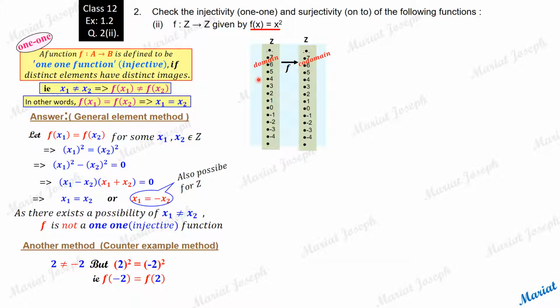That means two distinct elements we took here, but their images happen to be equal. Hence, this interpretation did not go correct. For unequal elements, the images did not become unequal, they became equal. So this numerical example goes against the definition of one-oneness. Hence, we can say this function is not one-one.